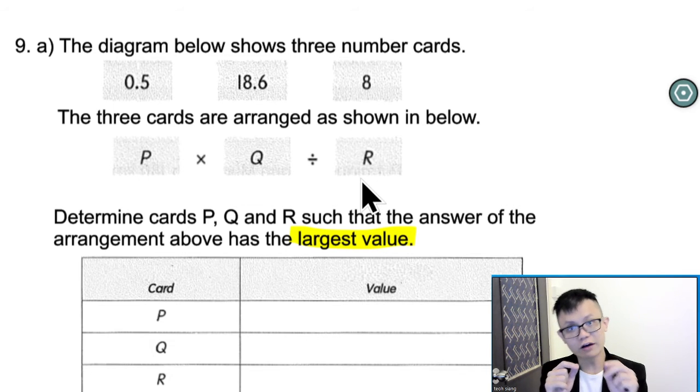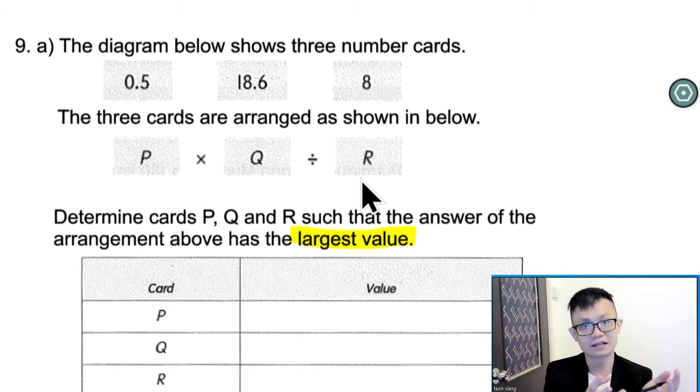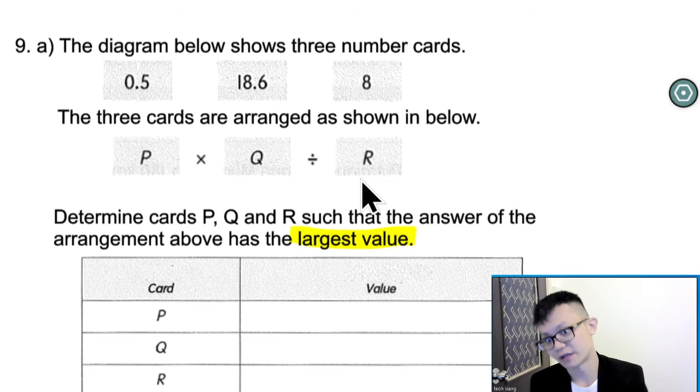And as for divide, you want to divide with the smaller one. If you divide big, then you get small. 10 ringgit divided by 10, you only get 1 ringgit. 10 ringgit divided by 1 ringgit, you get 10 ringgit back, okay? And 10 ringgit divided by 50 cent, so by 0.5, for example, you will get 20 ringgit.